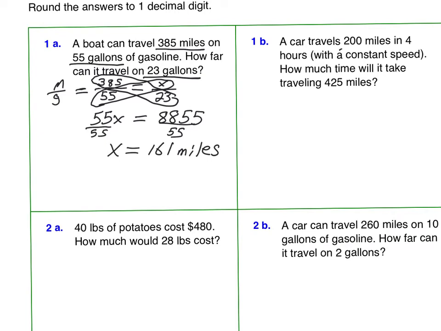Same idea here. Car travels 200 miles in 4 hours. So now we are talking about miles and hours. We want to know how long it will take us to go 425 miles. So again, we want to make it miles over hours. So I've got 200 over the corresponding number of hours, which is 4, and 425 over x. We don't know how many hours. Okay, we cross multiply.